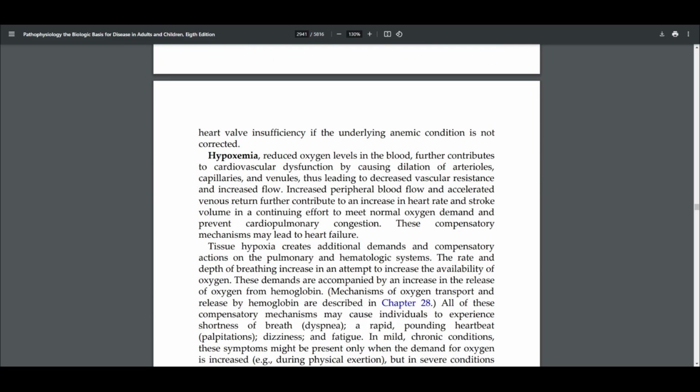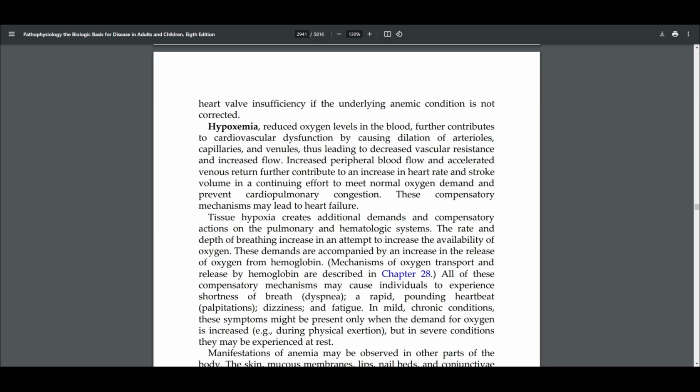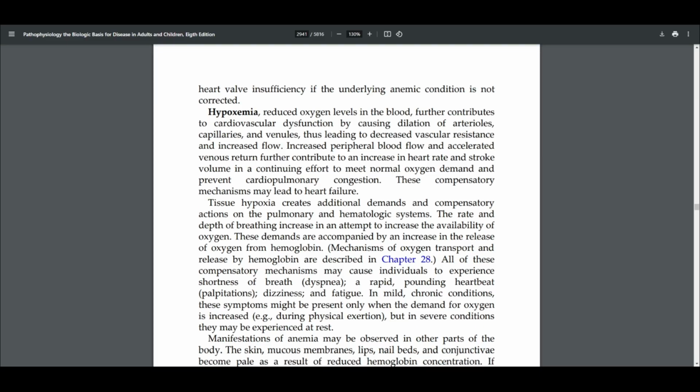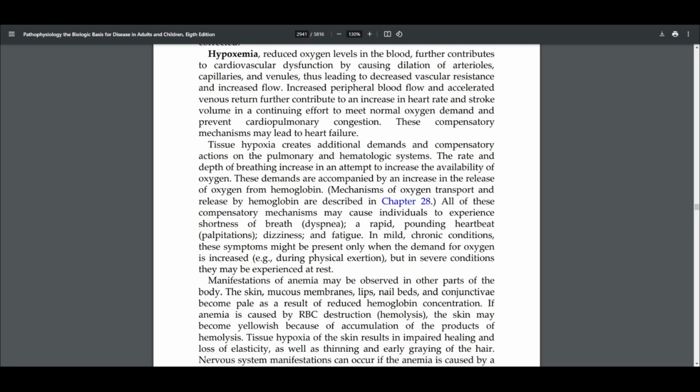Hypoxemia, a reduced oxygen level in the blood, further contributes to cardiovascular dysfunction by causing dilation of the arterioles, capillaries, and venules, thus leading to decreased vascular resistance and increased flow. The increased peripheral blood flow and accelerated venous return further contribute to an increased heart rate and stroke volume in a continuing effort to try to meet that normal oxygen demand and prevent cardiopulmonary congestion. These kinds of compensatory mechanisms will eventually lead to heart failure.